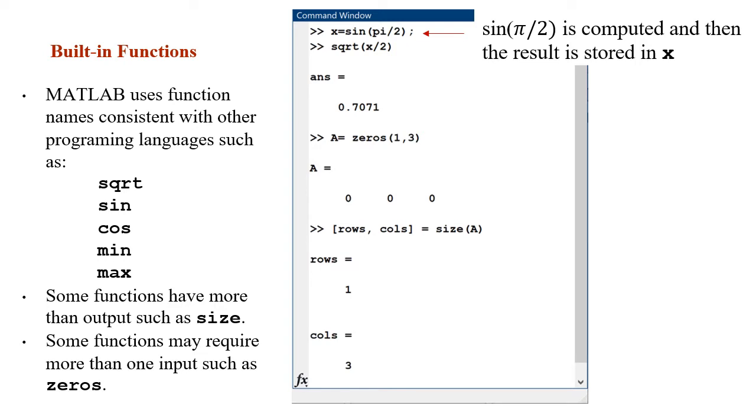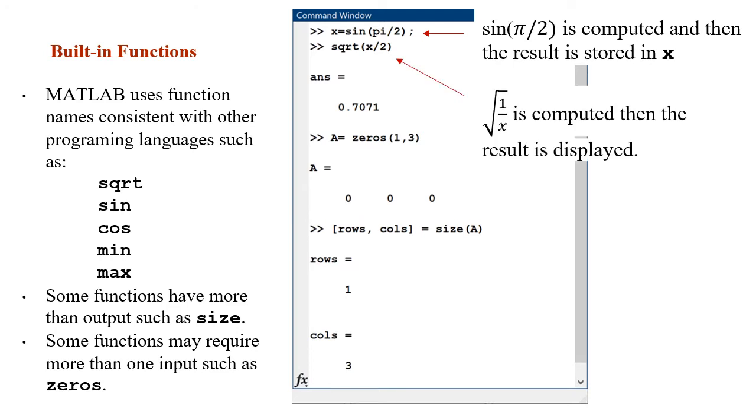Here we're creating a new variable named x, whose value is equal to sine of pi over 2. Notice we've used a semicolon because we don't want to read the output, we just want to store it in x. And then in the next line of code, we're evaluating the square root of x divided by 2. So after we've evaluated x, we applied another function, which is the square root, on x divided by 2 to compute the square root of 1 over x.